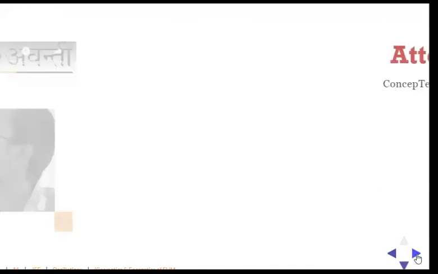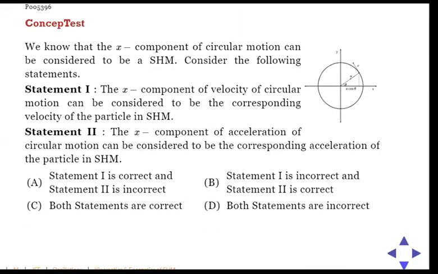Okay, so next, we have covered this also. Tell me this concept test, guys. We will take attendance, so please don't leave without your attendance, otherwise you will be marked absent. Try to solve this.